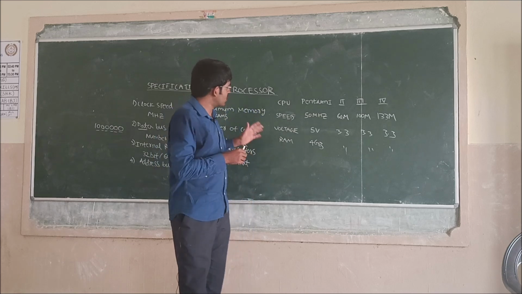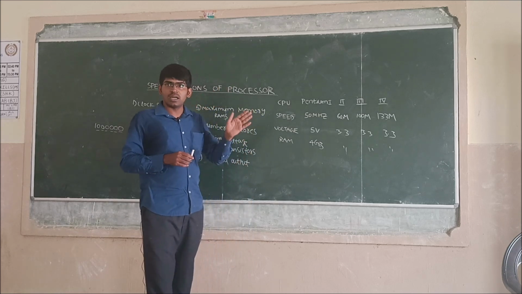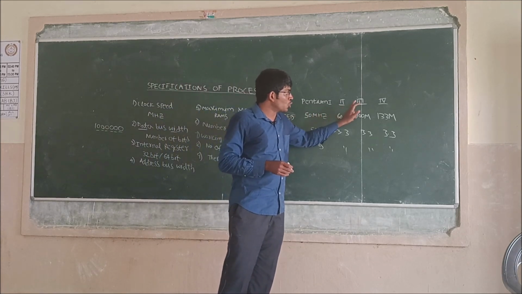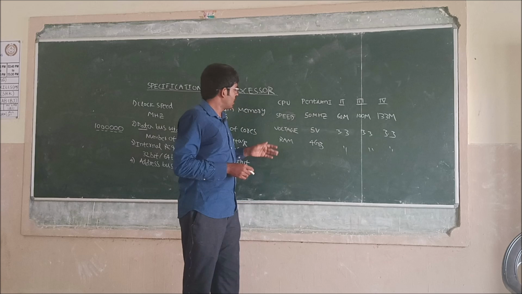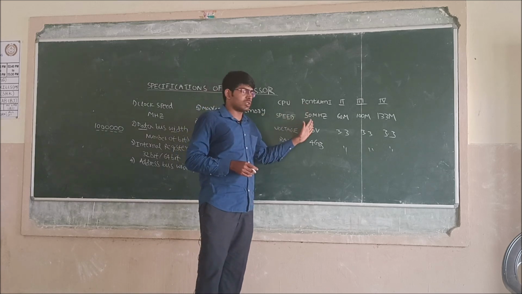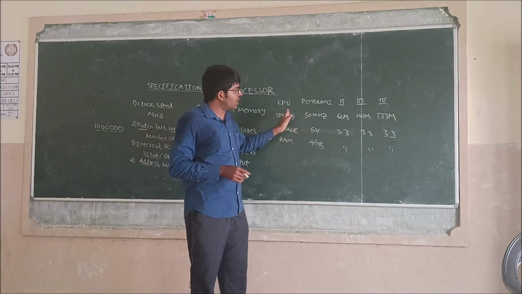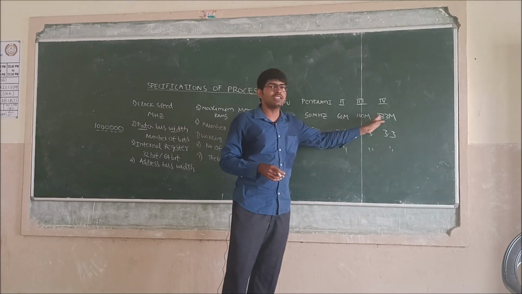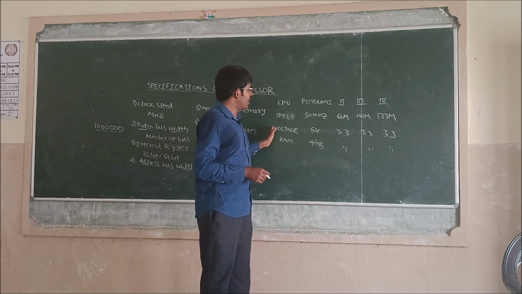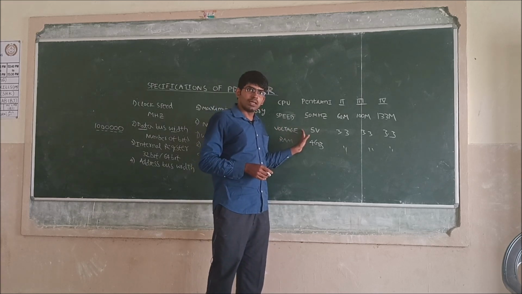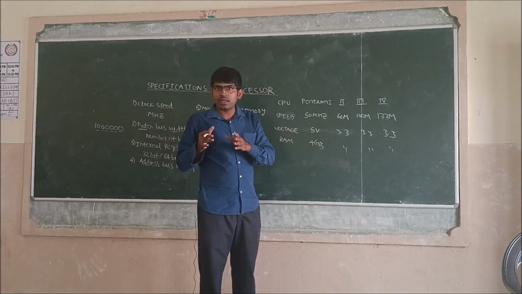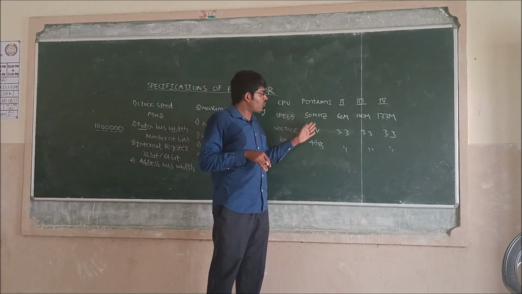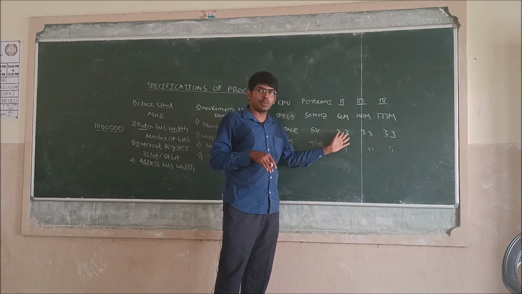Now, the processors we are discussing are Pentium processors: Pentium 1, 2, 3, 4. In Pentium 1, the clock speed was initially 50 MHz. Later it increased to 60 MHz, 100 MHz, and 133 MHz. And the voltage is what the CPU supplies to run the components. In Pentium 1 processors it is 5 volts, and the next ones 3.3, 3.3.